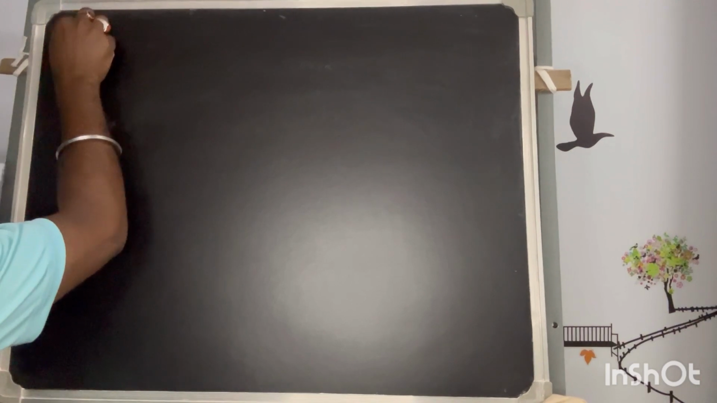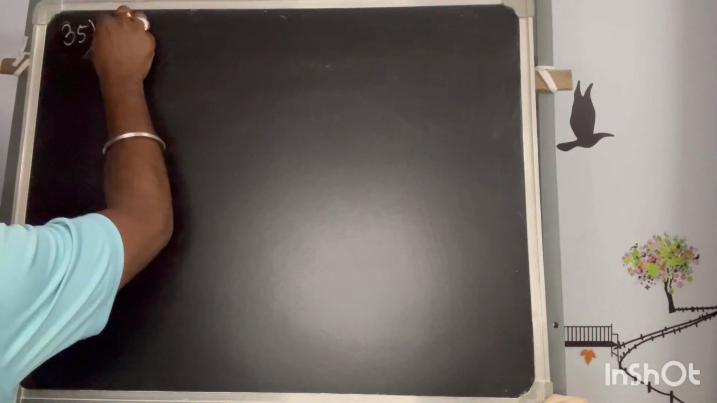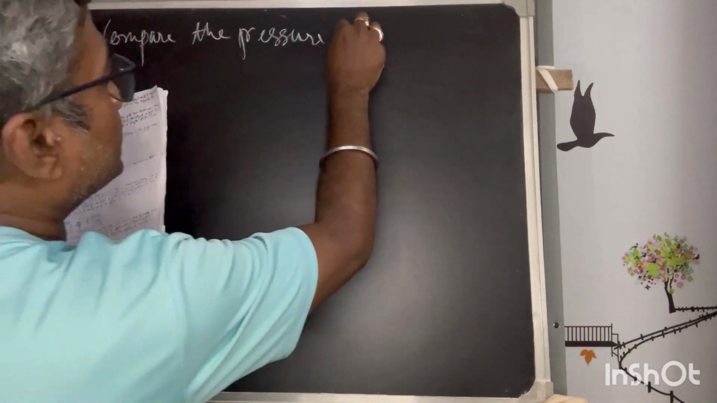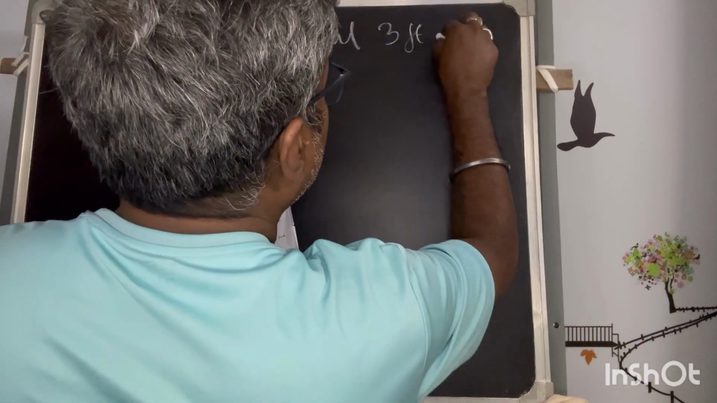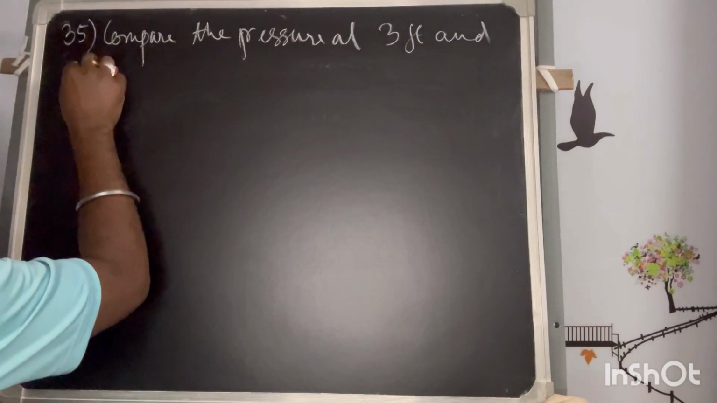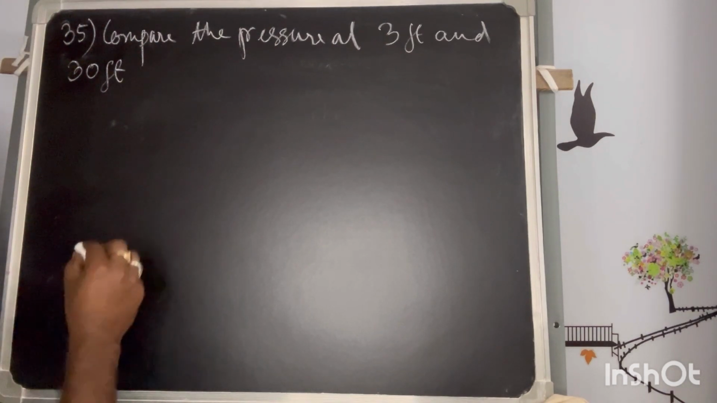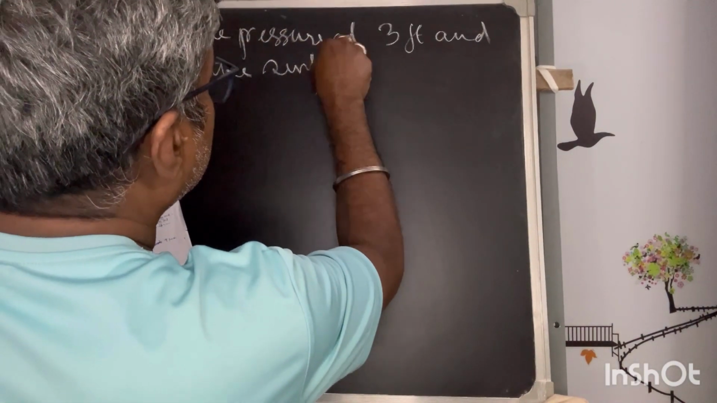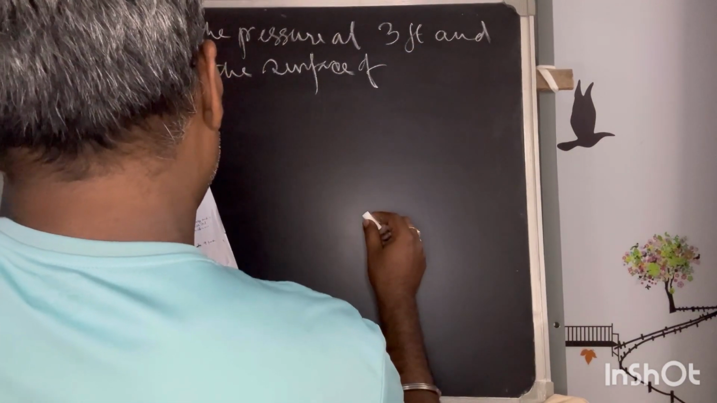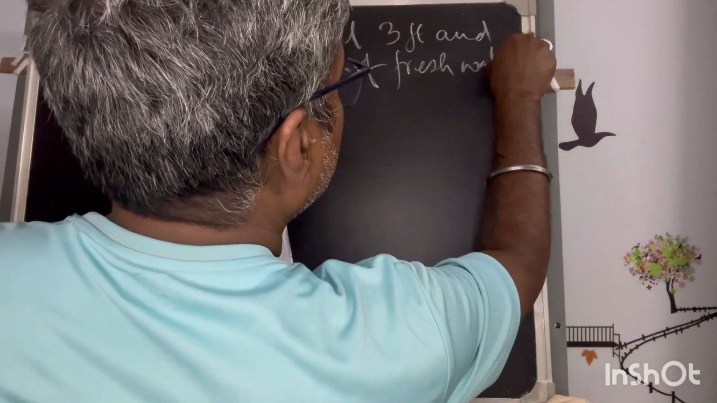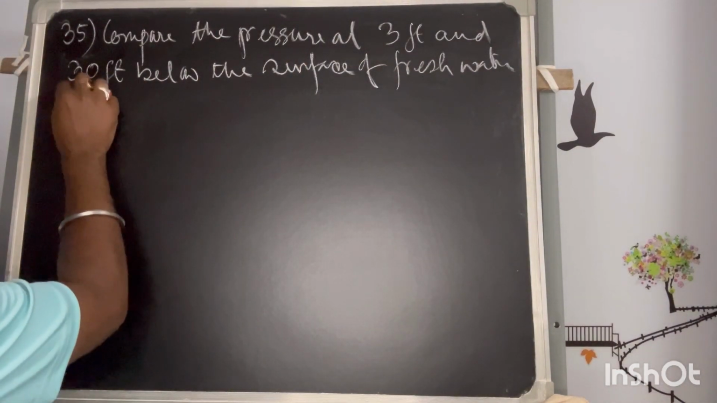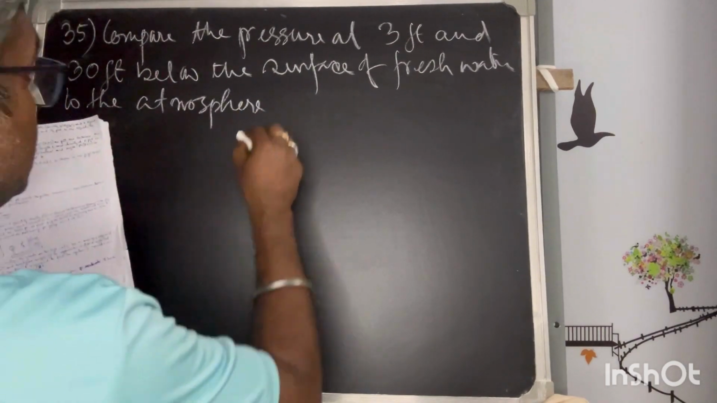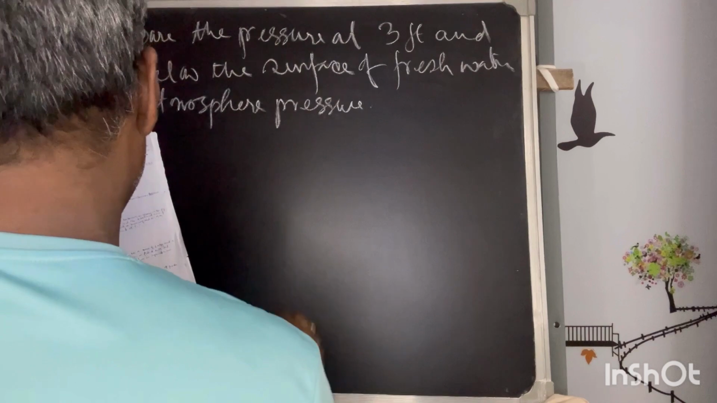Next is 35. 35 says compare the pressure at 3 feet and 30 feet below the surface of fresh water to the atmospheric pressure. Okay, so this is the requirement.